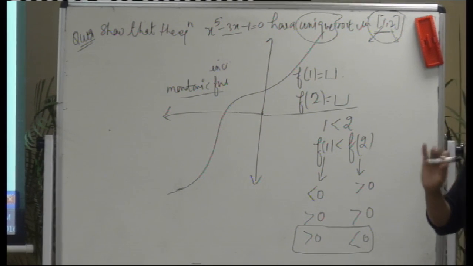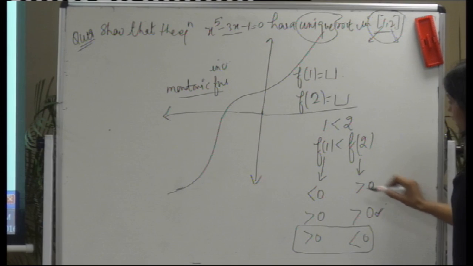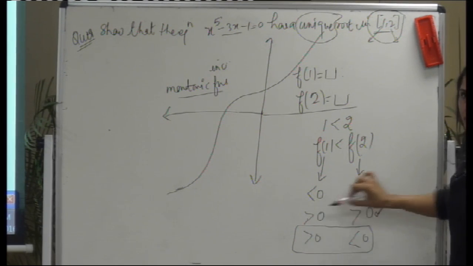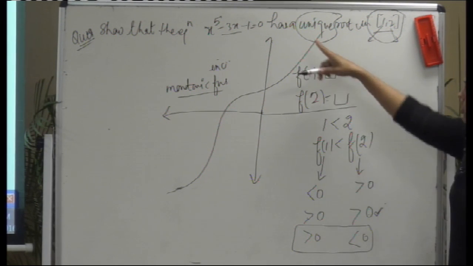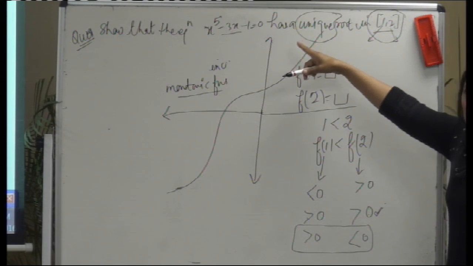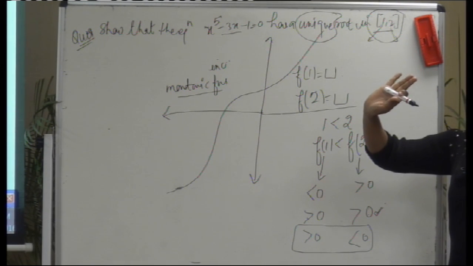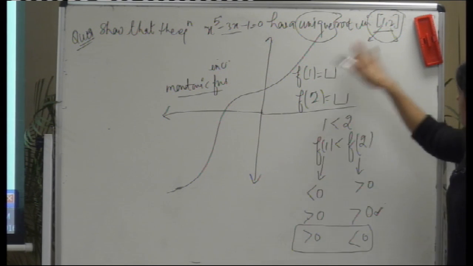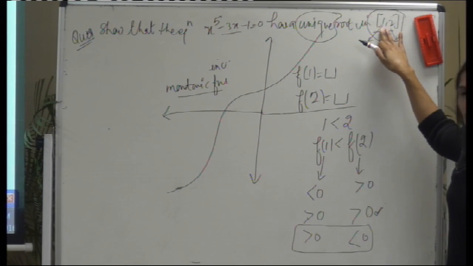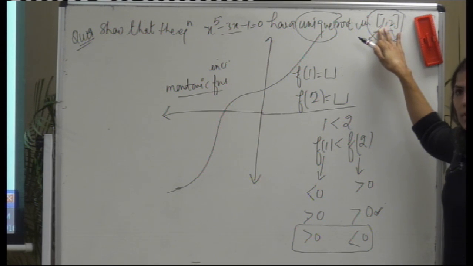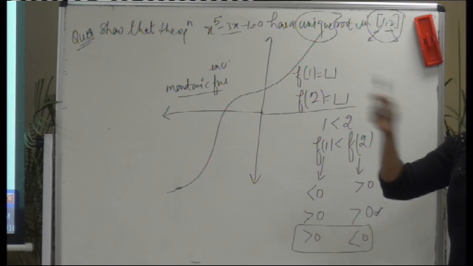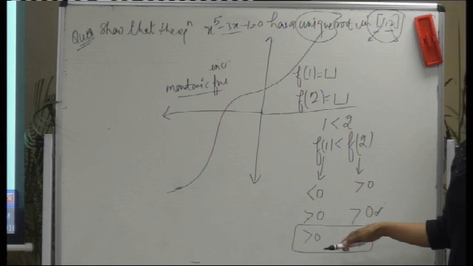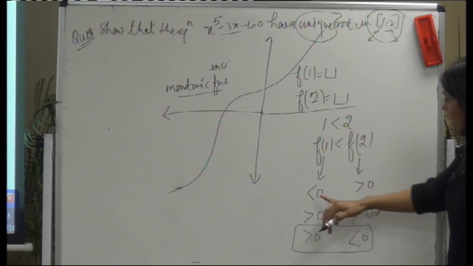Fine. Now just consider this case. If both values are positive and your function is increasing, it means there is no root. The function will not vanish in this interval. Is it fine? Because both values are positive, or both values can be negative also. So we don't have that possibility.